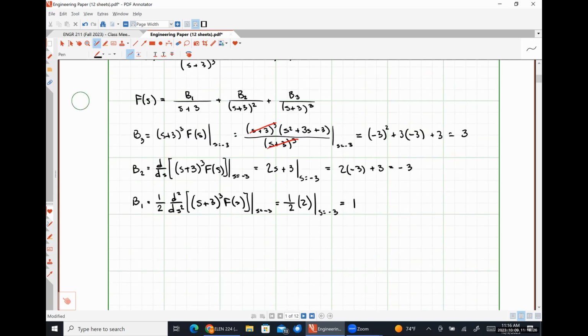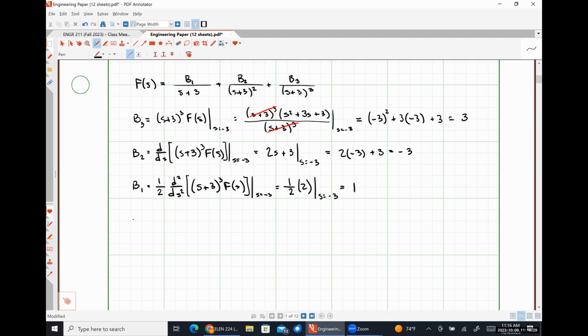Plugging these results in, f of s is 1 over s plus 3 minus 3 over s plus 3 squared plus 3 over s plus 3 cubed.